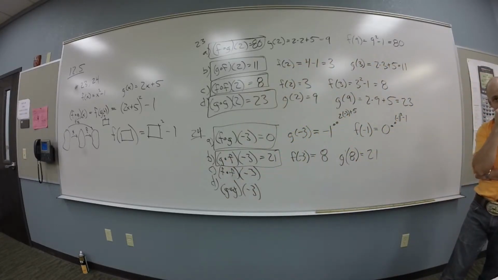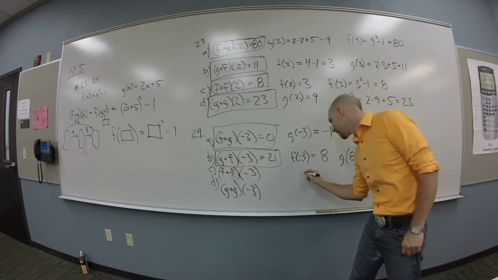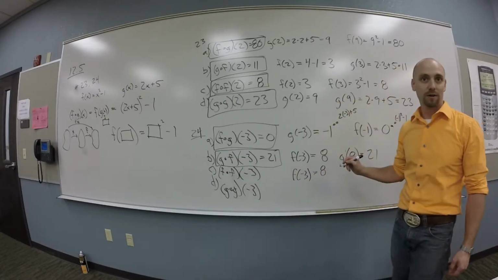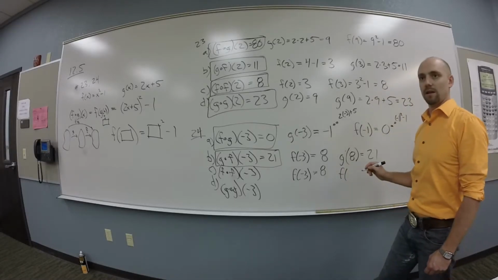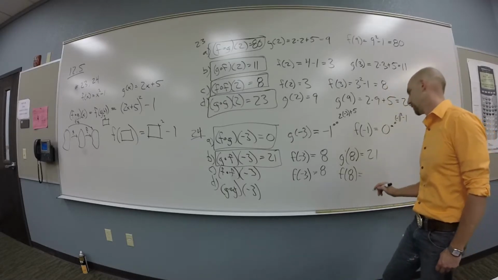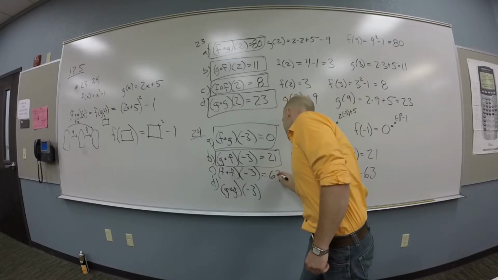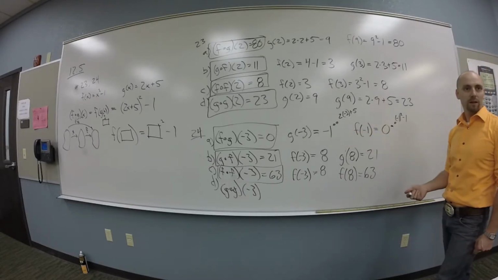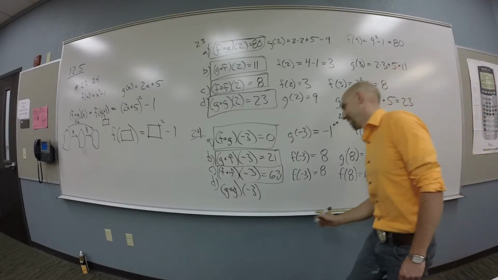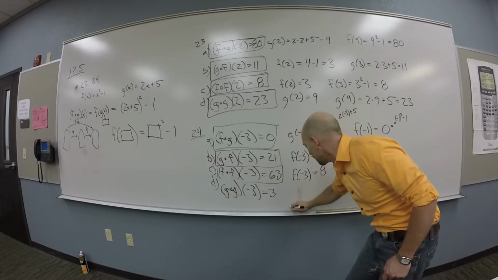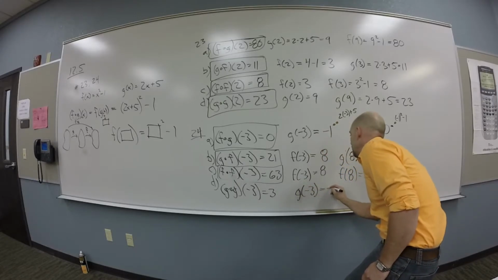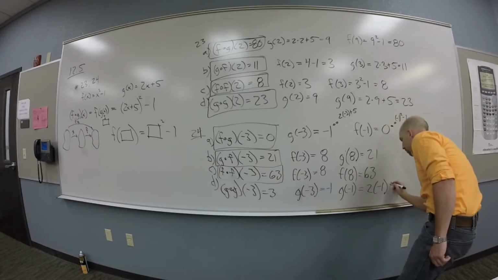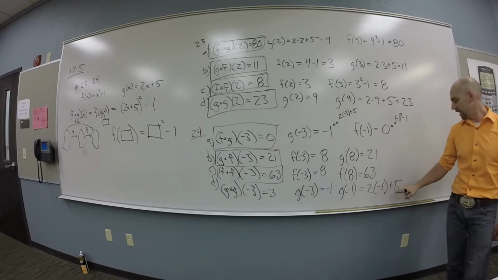How about f of f? Which rule do I do first? f, then f again. Okay, so I get 8 again, and then plug it in. I found out f of negative 3 is 8, and now f of 8 is 8 squared minus 1, which is 63. Okay. And g of g? Negative 1, and then I need to plug negative 1 in, and I get 3. How did you get the 3 again, please? So g of negative 3 was negative 1, right, from earlier? And now g of negative 1 is 2 times negative 1 plus 5, that's negative 2 plus 5, which is 3.